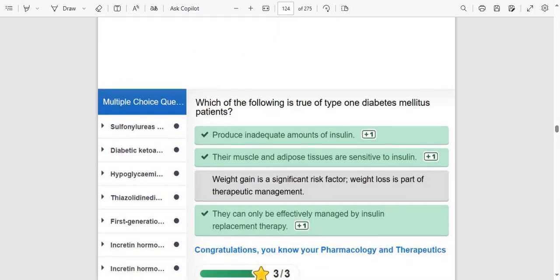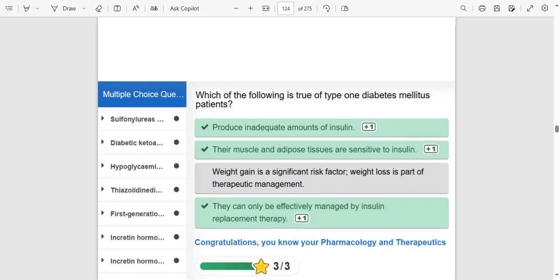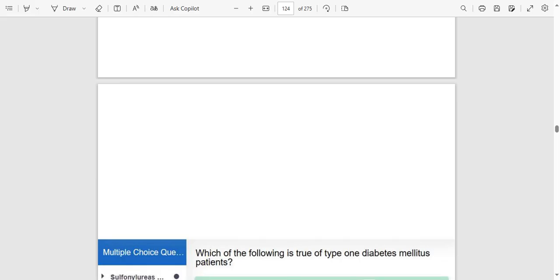Which of the following is true of type 1 diabetes mellitus? Before we even come to that, can someone say anything that they know about type 1 diabetes mellitus? We can talk about cause and treatment, just anything. The only treatment is insulin. Thank you so much. Anything else that is special to diabetes type 1? Thank you so much. Autoimmune disease.